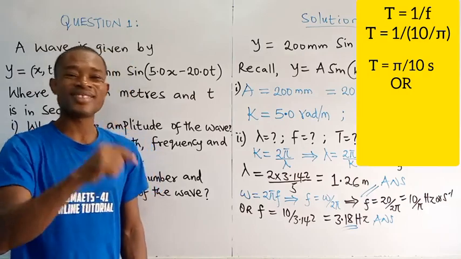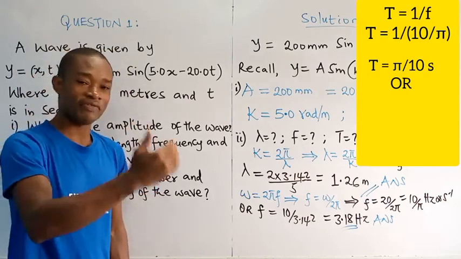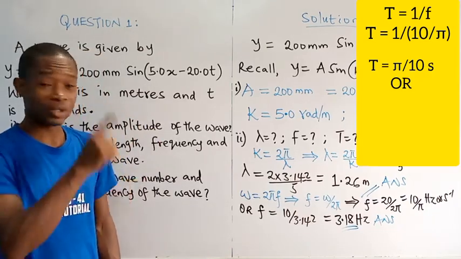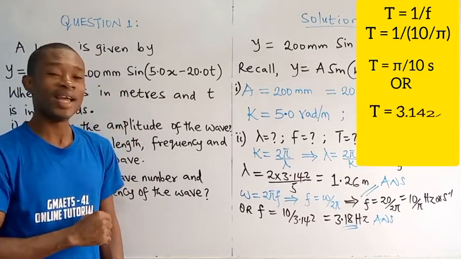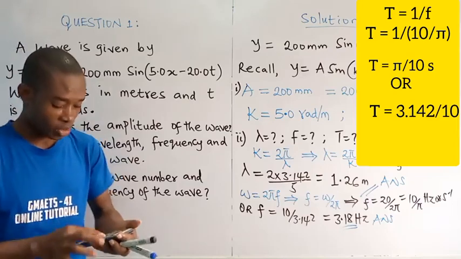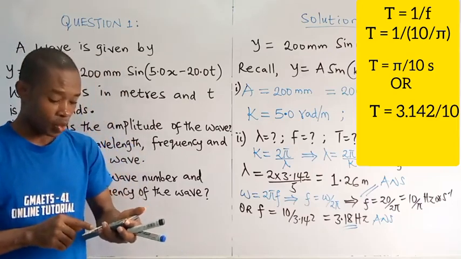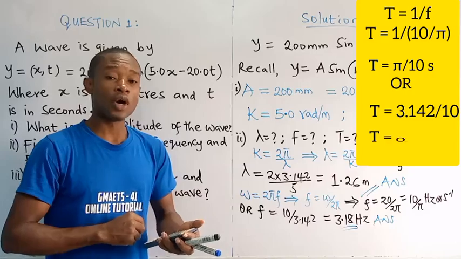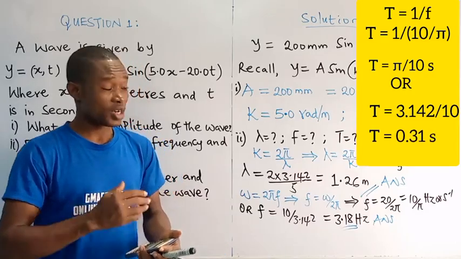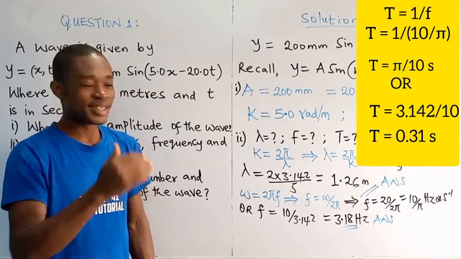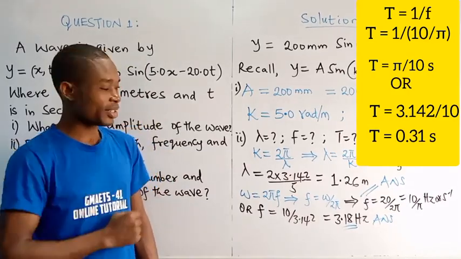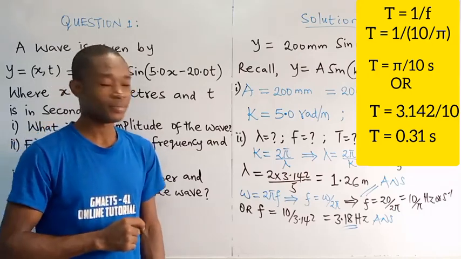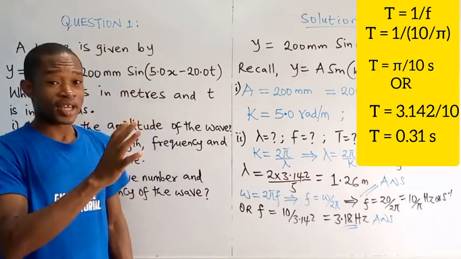Suppose the option does not bear pi. Let us assume that the value of pi was substituted. Of course, the period will go further to give you that pi, you fix 3.142 and then divide by what? 10. So let's reach out for a calculator and see. 3.142 divided by 10. Good. This gives 0.31, approximately 0.31 second. So the period is either pi divided by 10 seconds or 0.31 second, approximately. I hope you understand that, right?